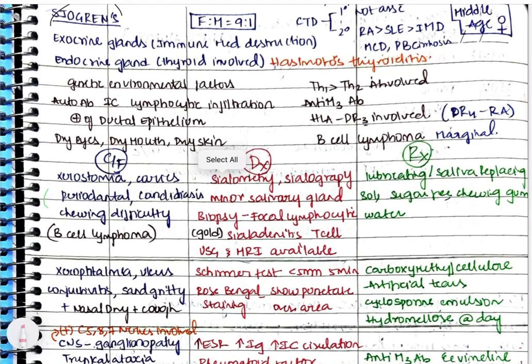So if we summarize the whole thing, Sjogren's is seen in women, female to male 9:1, middle-aged women, and it can also present as primary or secondary, associated or non-associated with connective tissue disorders. The most commonly involved glands are the exocrine glands. So what will happen there?